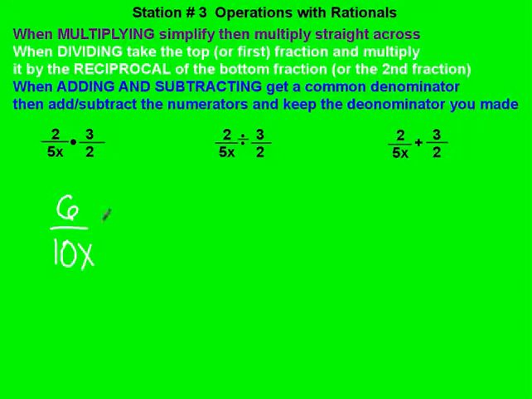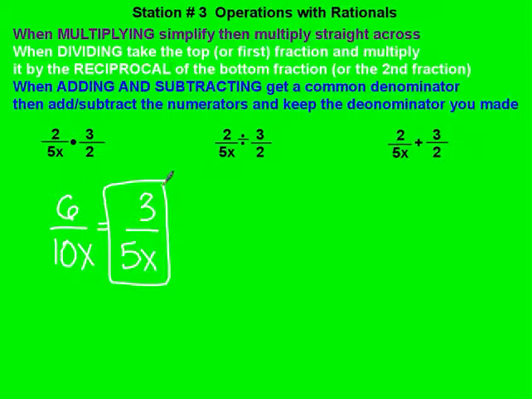You should simplify if you can. 6/10, you could type in and hit math, enter in your calculator. Or, we know that 2 goes into 6 3 times, and 2 goes into 10 5 times. So our simplified answer is 3 over 5x.